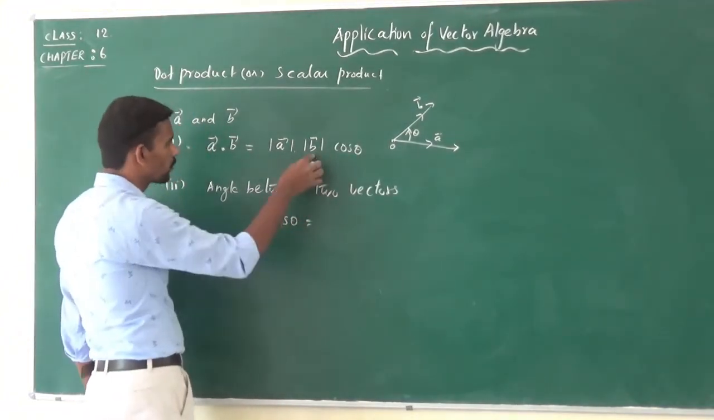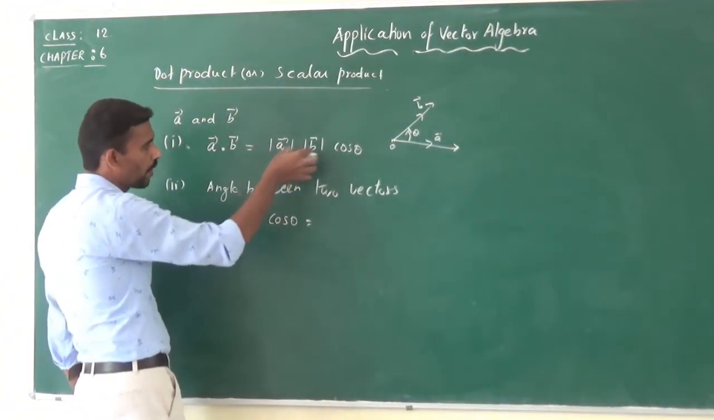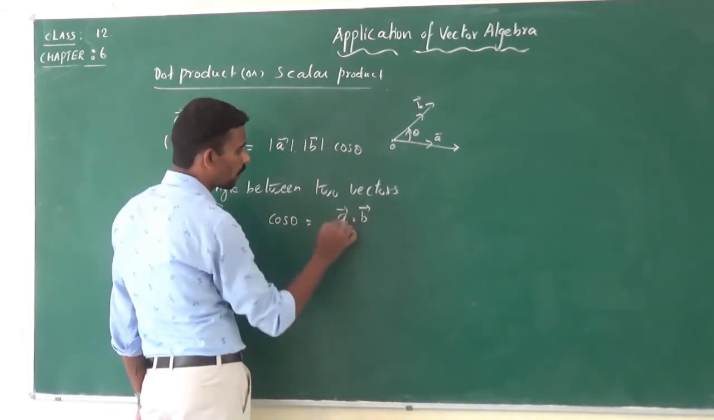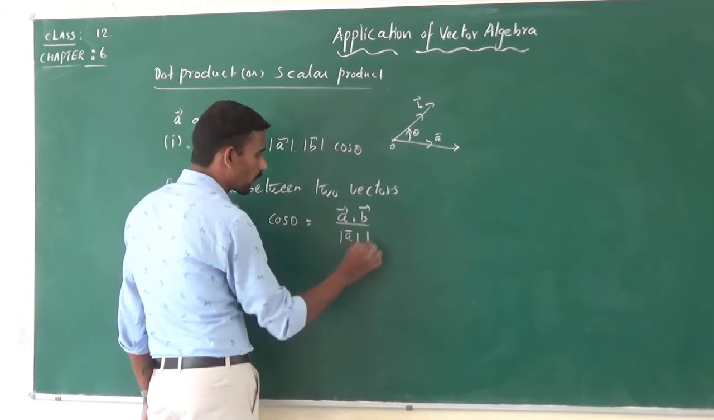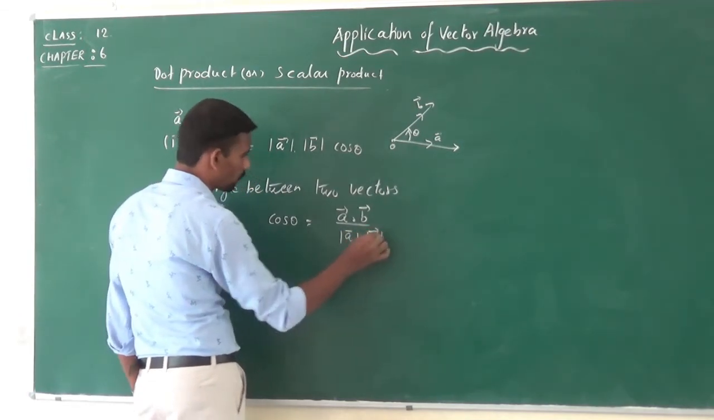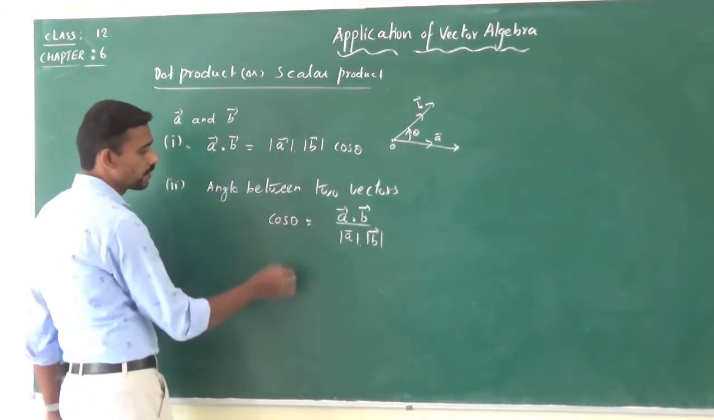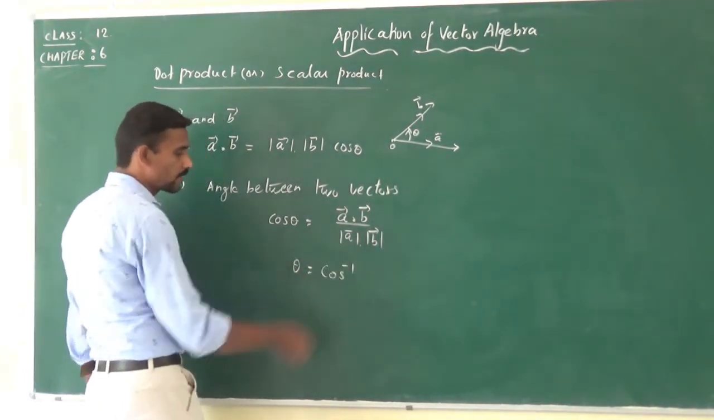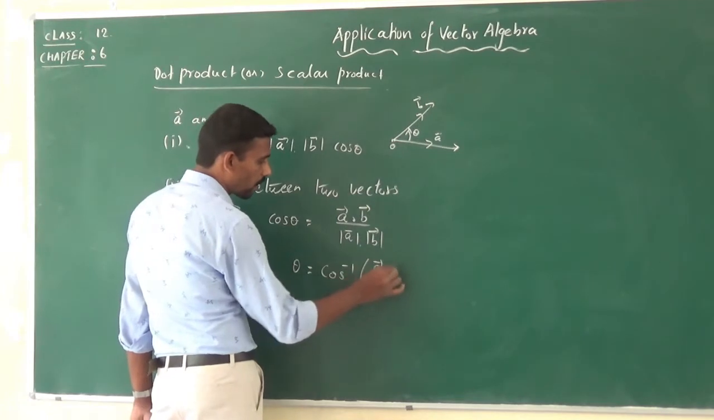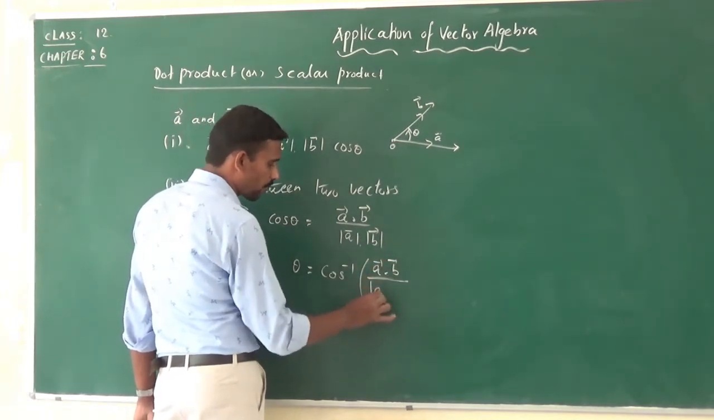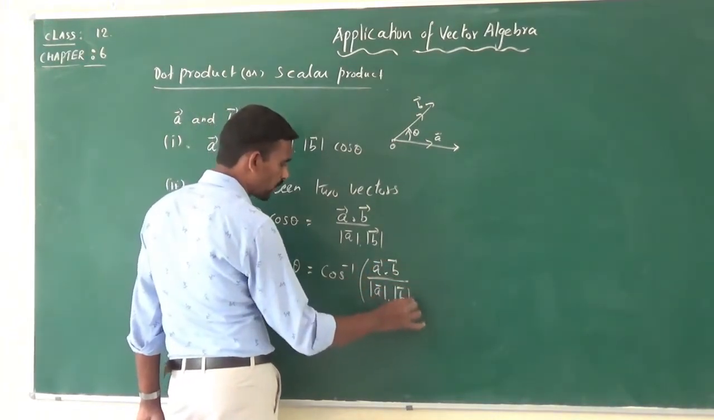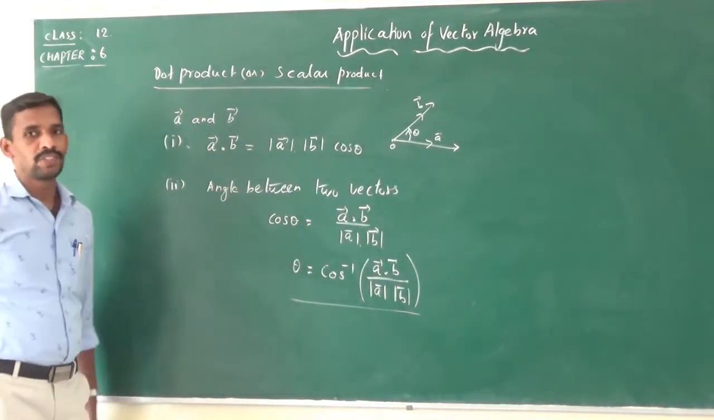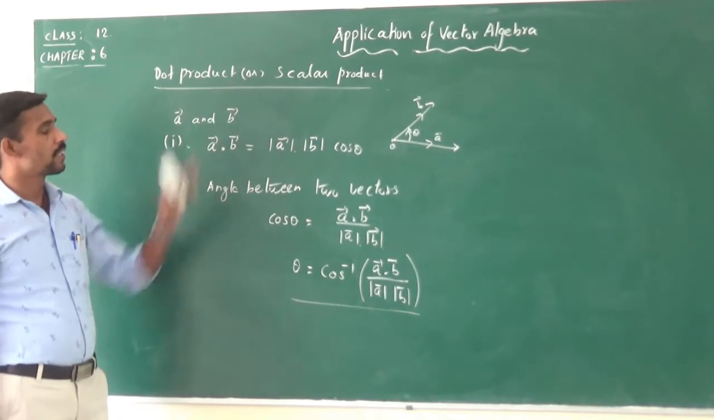Cos theta is equal to, taking magnitude of A into magnitude of B to the left side, A vector dot B vector divided by magnitude of A vector into magnitude of B vector. So this is theta. If I want to find theta, it is cos inverse of this: A vector dot B vector divided by magnitude of A vector into magnitude of B vector. This is the dot product we have studied in plus 1 itself.